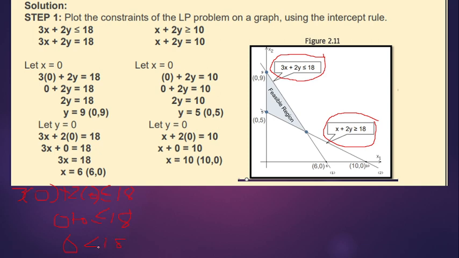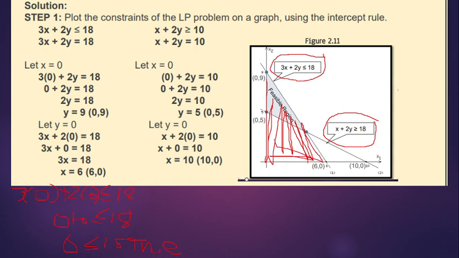Okay, so 0 is less than or equal to 18. It is true, not false. So 3x plus 2y less than or equal to 18, its graphing is this side, because the origin is included. It is not a false equation, it is true.